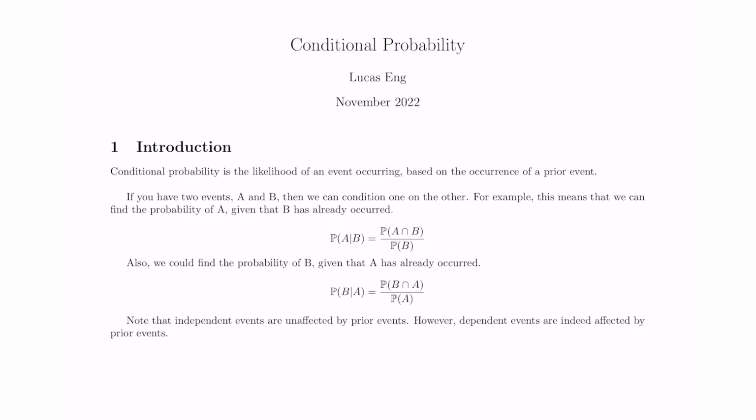Similarly, we can find the probability of B given that A has already occurred. So it's almost the reverse, right? The probability of B given A is the same as the probability of B and A occurring divided by the probability of event A occurring. Now, note that independent events are unaffected by prior events, so conditioning on an independent event won't actually affect its outcome. But if we condition on a dependent event, then that is going to be affected by prior events.